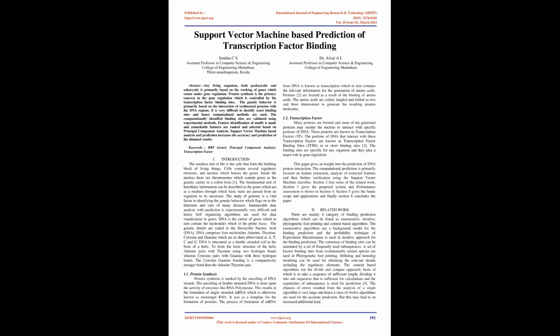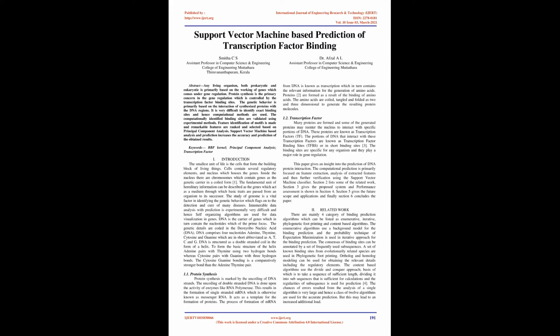Introduction. The smallest unit of life is the cell, which forms the building block of living things. Cells contain several regulatory elements and a nucleus, which houses the genes. Inside the nucleus there are chromosomes, which contain genes as the genetic carrier in a coiled form. The fundamental unit of hereditary information can be described as the gene, which acts as a medium through which basic traits are passed from an organism to its successor.